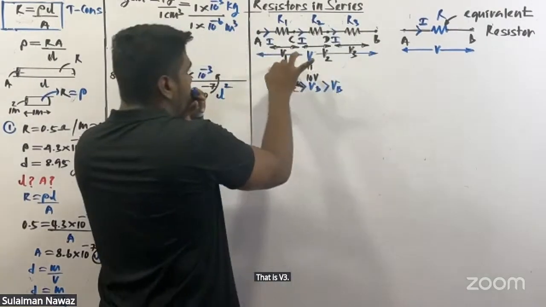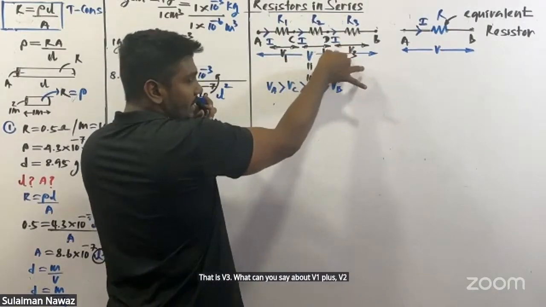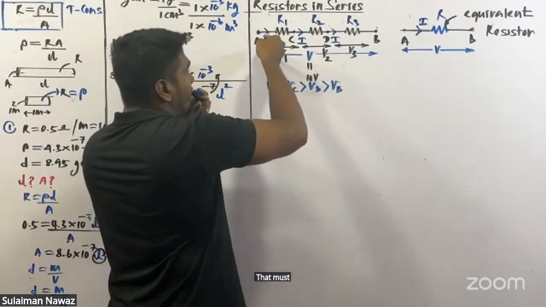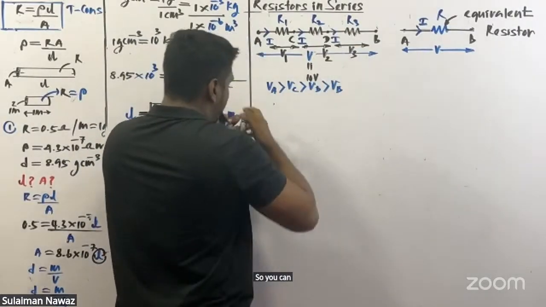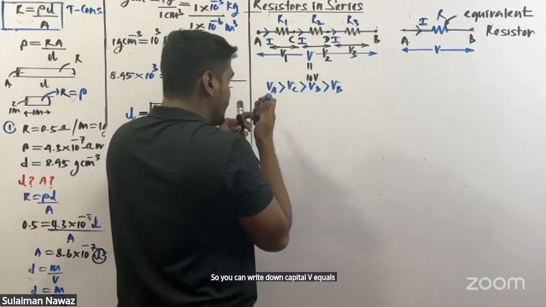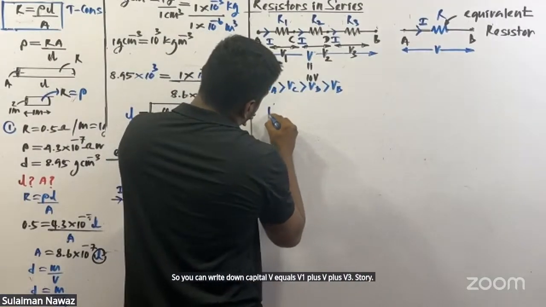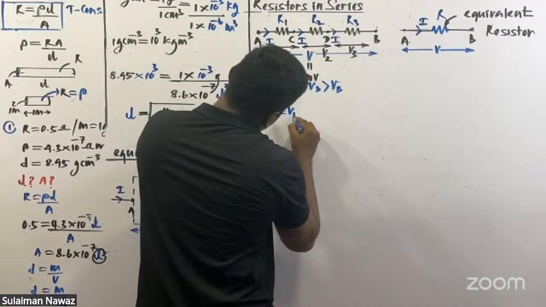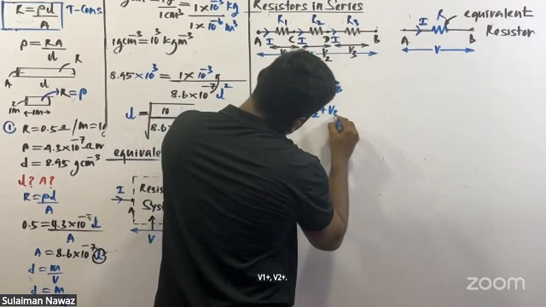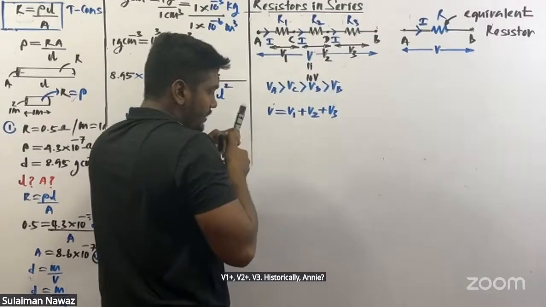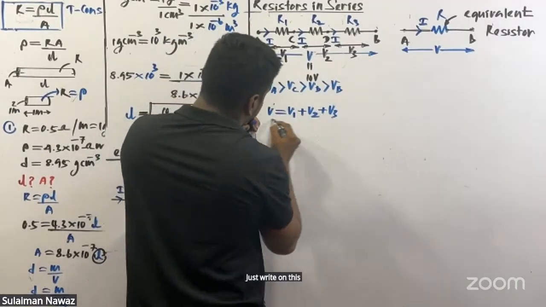What can you say about V1 plus V2 plus V3? That must be equal to the total potential difference capital V. So you can write down capital V equals V1 plus V2 plus V3. That's the story. This story clearly? Let's write down. This might be important.